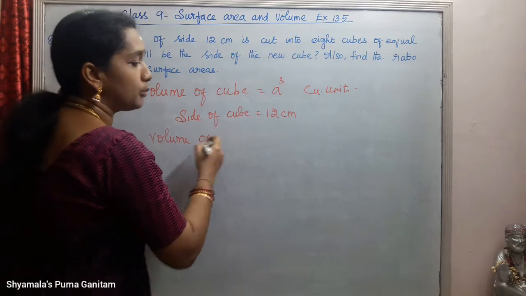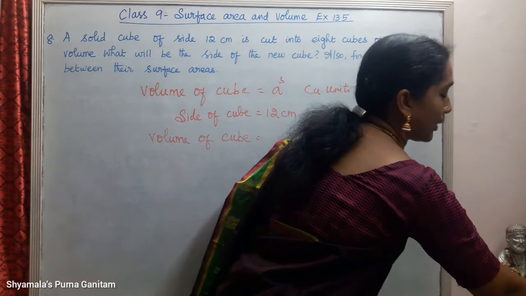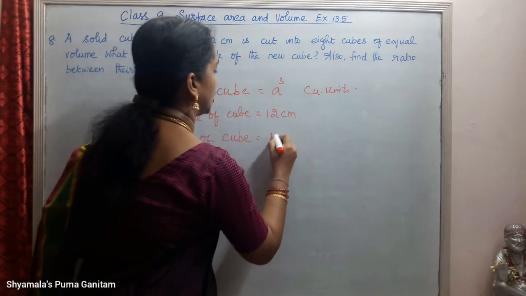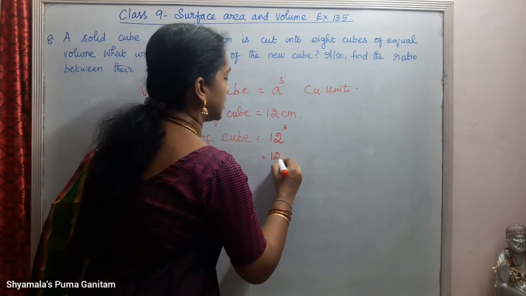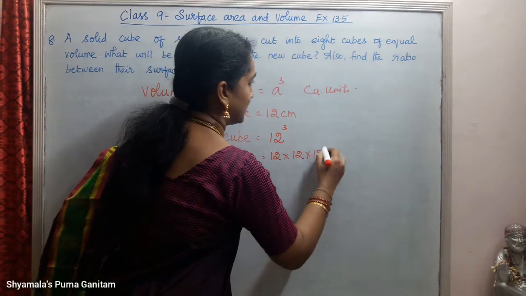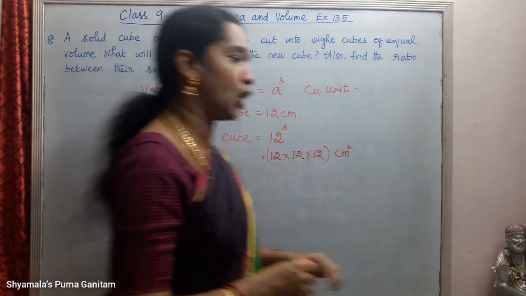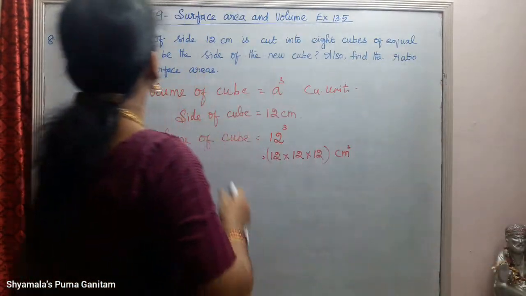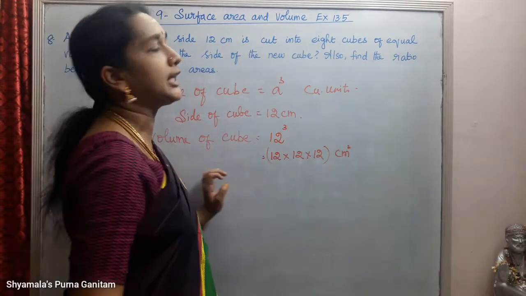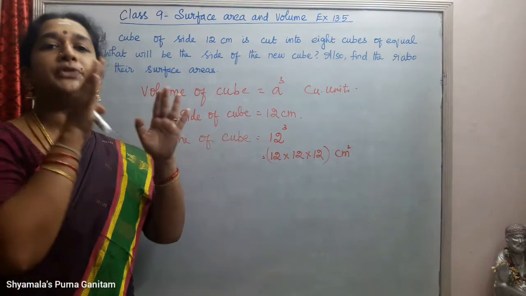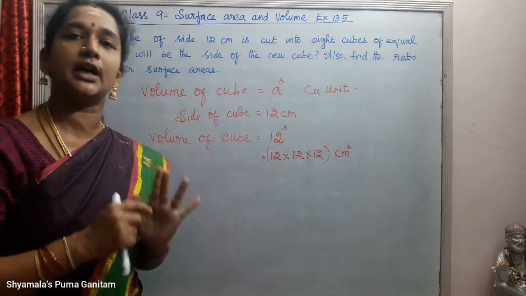So volume of cube is equal to 12 cube, that is 12 into 12 into 12 centimeter cube. Now, what is the question asked? It is cut into 8 equal cubes. So the volume of this bigger cube is equal to the volume of the 8 cubes. Both the volumes are equal.